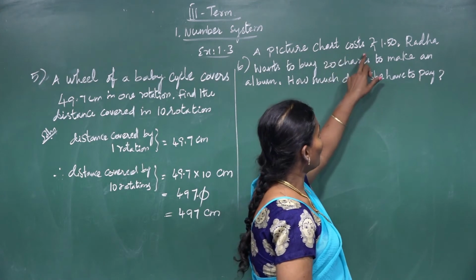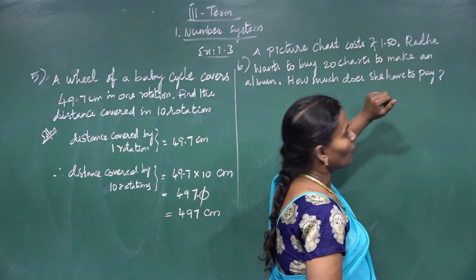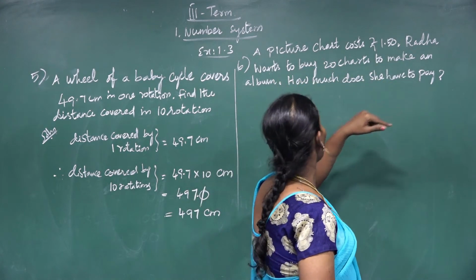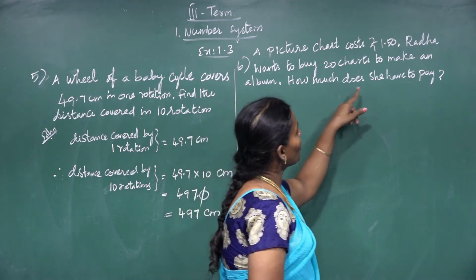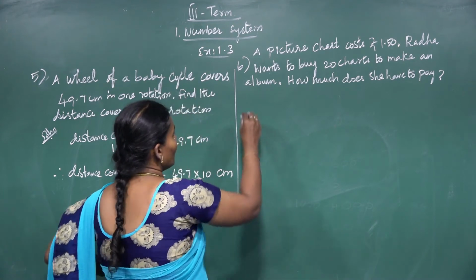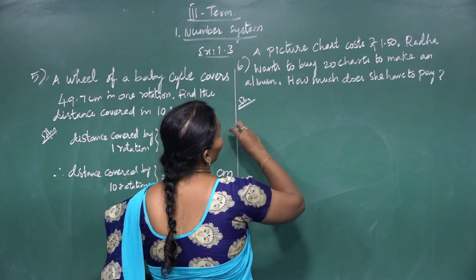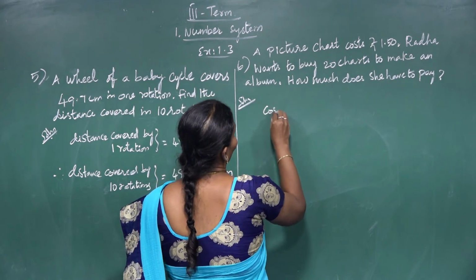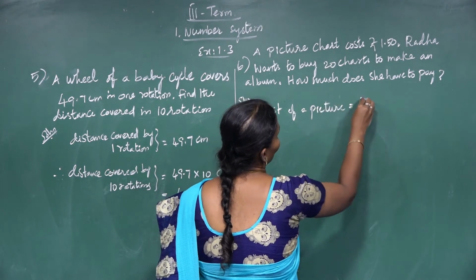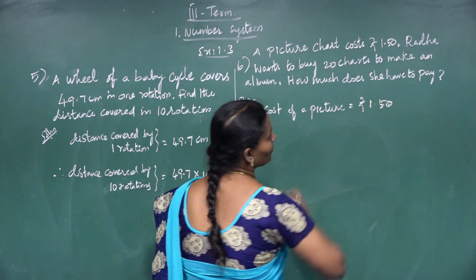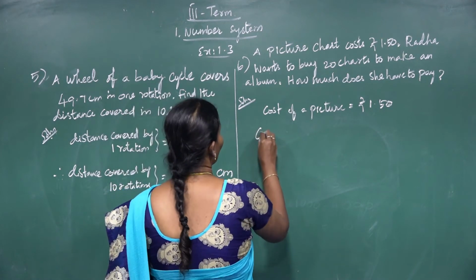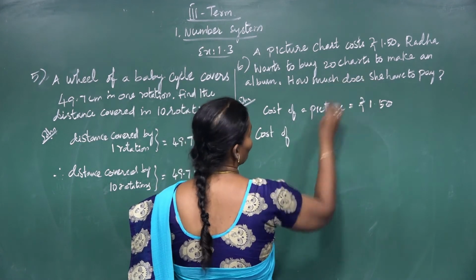Now see the sixth one. A picture chart costs rupees 1.50, 1 rupee 50 paisa. Radha wants to buy 20 charts to make an album. How much does she have to pay? So here what is given? Solution. Cost of a picture is equal to rupees 1.50. Correct, children? This is given in the question. Now you have to find out the cost of 20 charts.